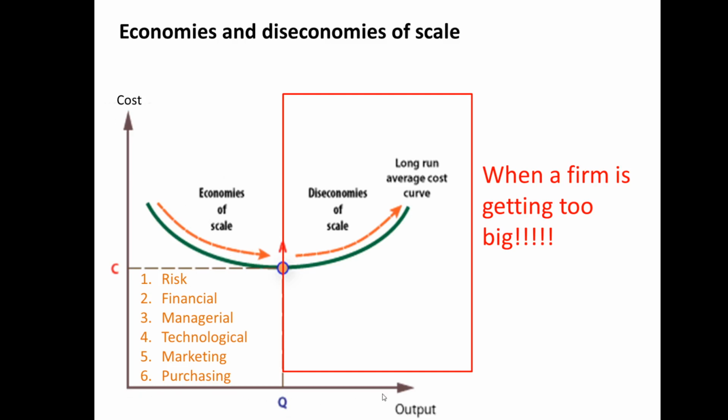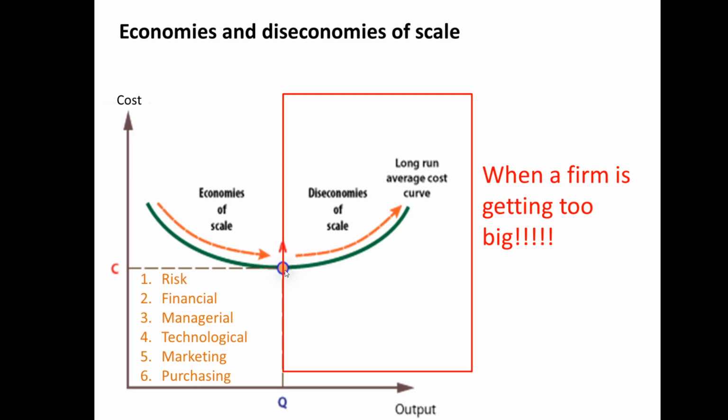Take a look at this once again. Look at the x-axis. This represents the output, right? So when the output is getting higher, the cost in the y-axis will be lower because of all six factors here. So it's getting lower and lower. And this one here is the point when you are able to enjoy the optimum level of economies of scale.